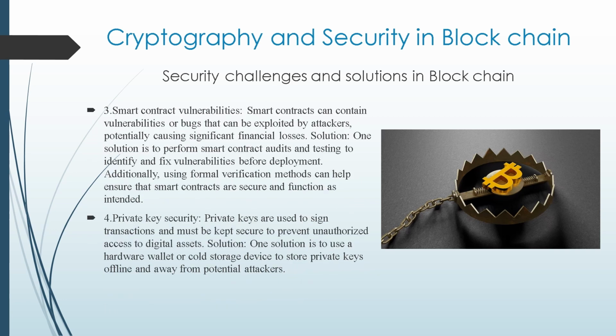3. Smart contract vulnerabilities. Smart contracts can contain vulnerabilities or bugs that can be exploited by attackers, potentially causing significant financial losses. Solution. One solution is to perform smart contract audits and testing to identify and fix vulnerabilities before deployment. Additionally, using formal verification methods can help ensure that smart contracts are secure and function as intended.